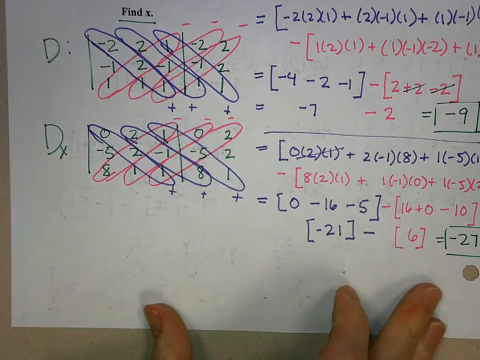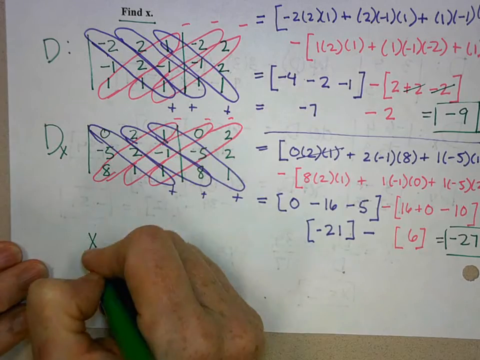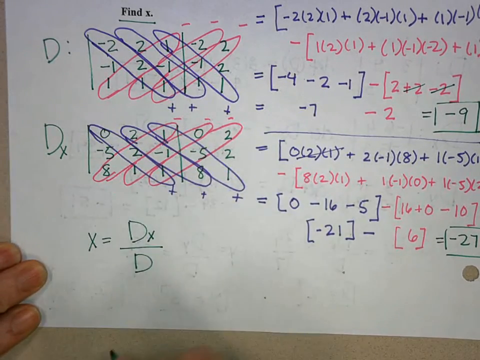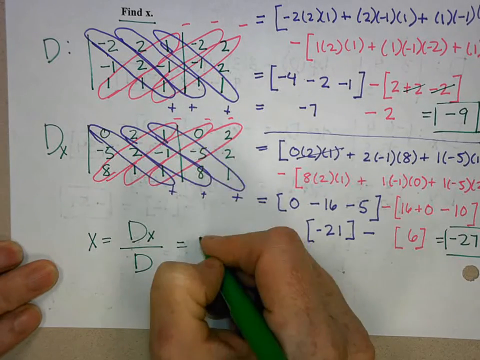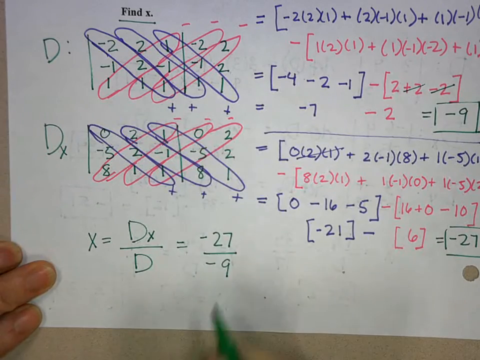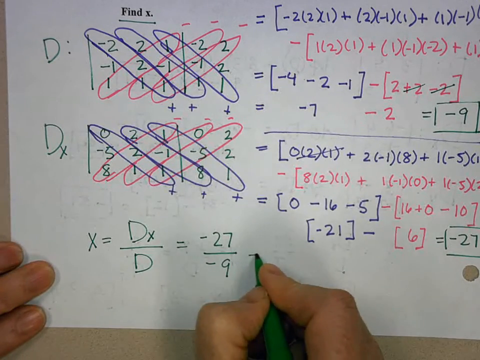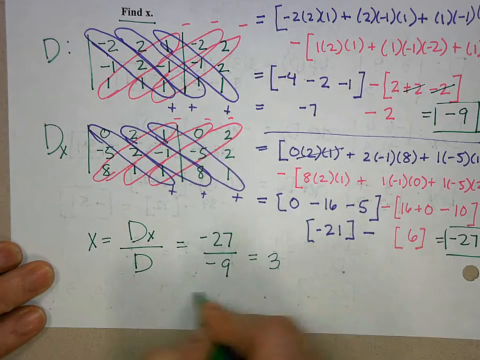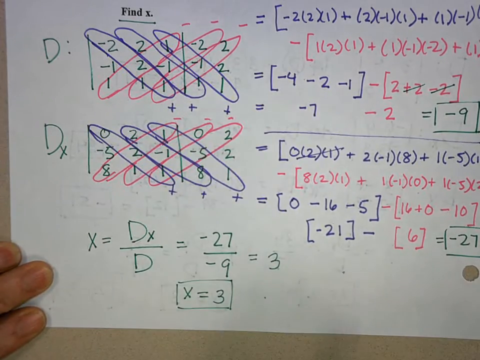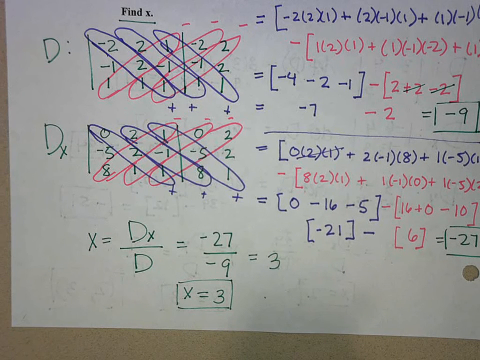All right, I'm almost there. Done my determinants. Using Cramer's rule now. The question was find x. X is equal to D of x divided by D, the two determinants. So D of x is -27, D is -9. When I take negative divided by negative, I get a positive. 27 divided by 9 is 3. So x equals 3. I could go on to find y and z, but at this time I'm not going to. All right, we'll see you in class.